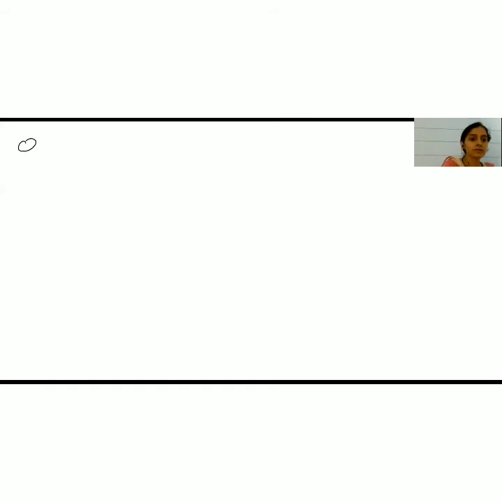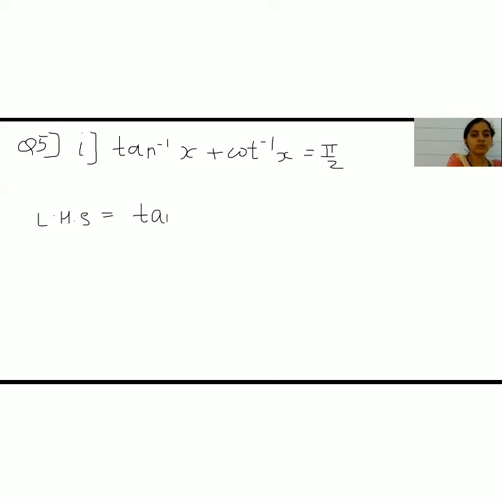So question 5 says prove that tan inverse of x plus cot inverse of x is equal to pi by 2. This is what we have to prove. So let us start with the LHS first. LHS is equal to tan inverse of x plus cot inverse of x. If you want, I can show you the inverse table so that we know the values of tan inverse and cot inverse.